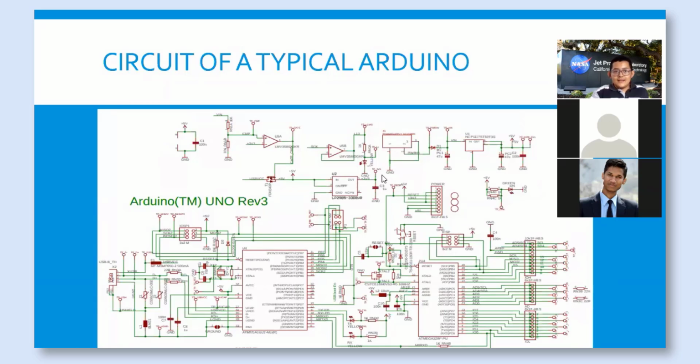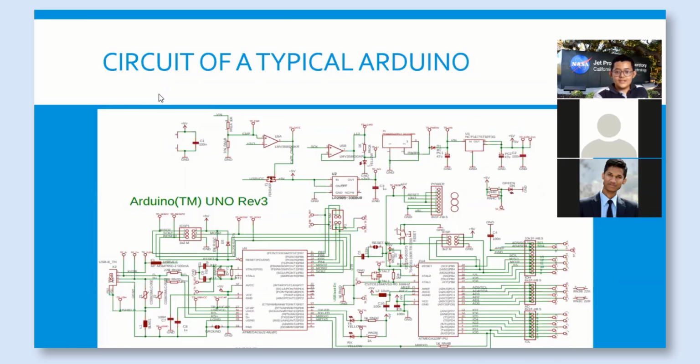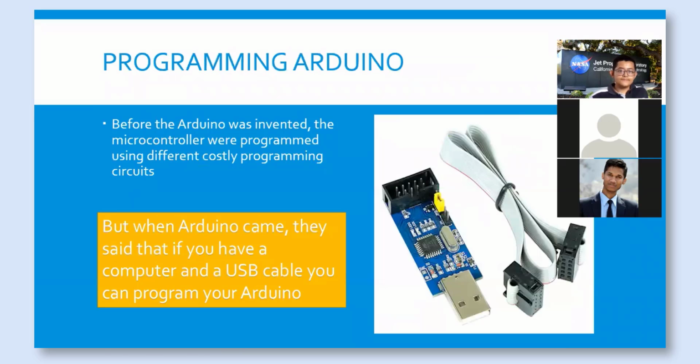As I said, Arduino is open source and this is the circuit of Arduino Uno. We can make this at our home also and they will not sue us. And this is the circuit of Arduino Mega. This one was of Arduino Uno and this one of Arduino Mega.